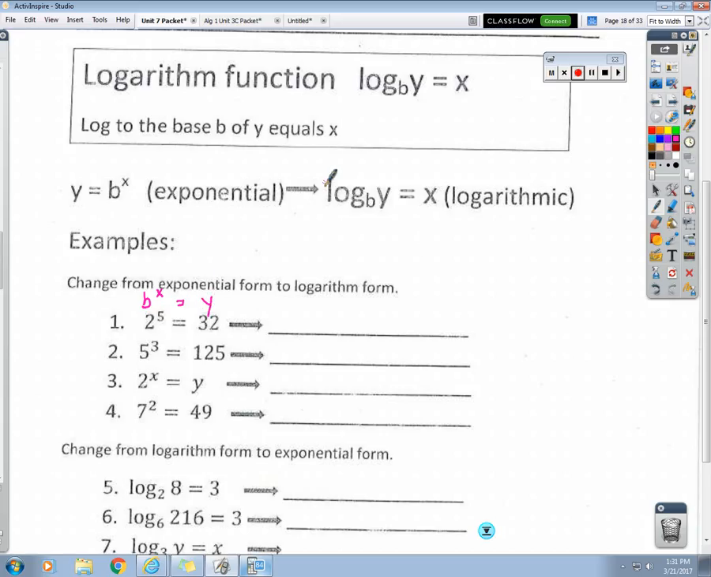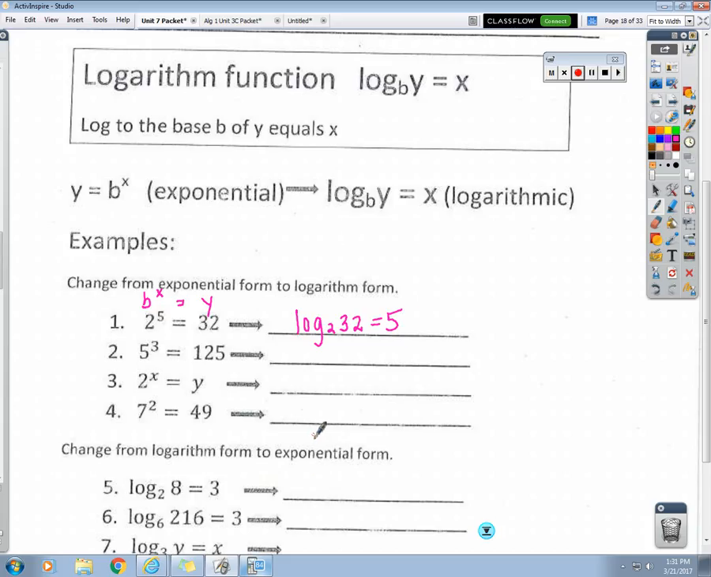So to rewrite that in log form, you'll start by writing the word log. Your base is 2, so now we write that as the base. Your y value is 32, and then it equals the x value, which is 5.